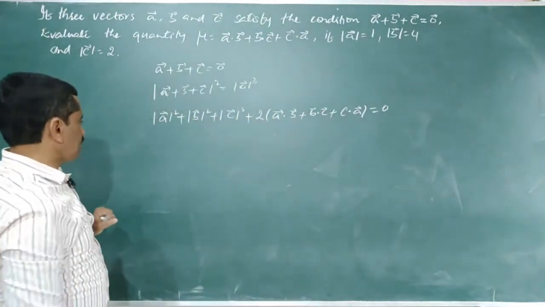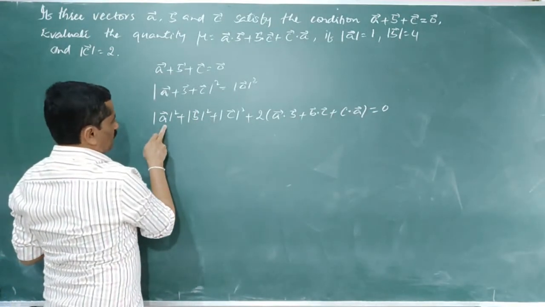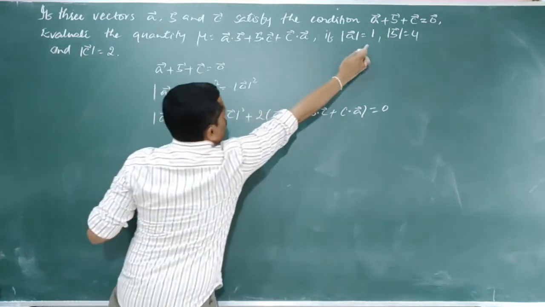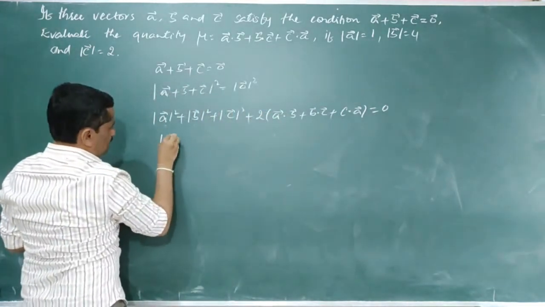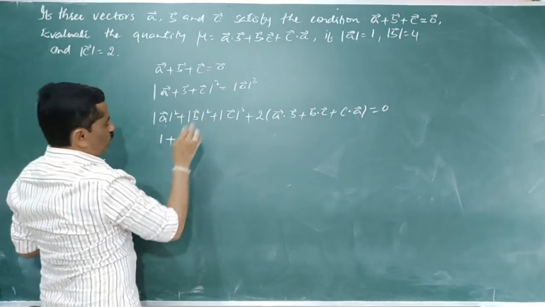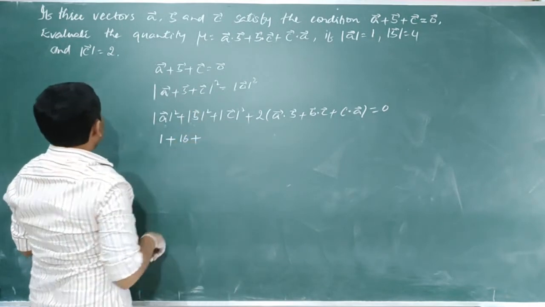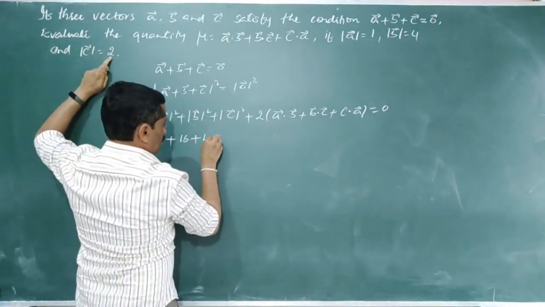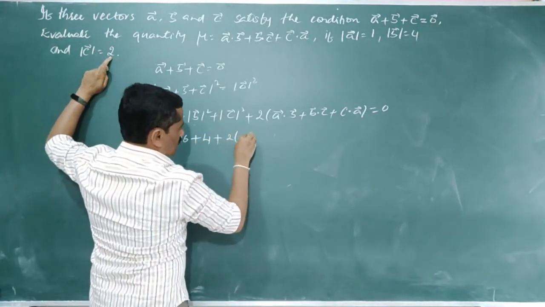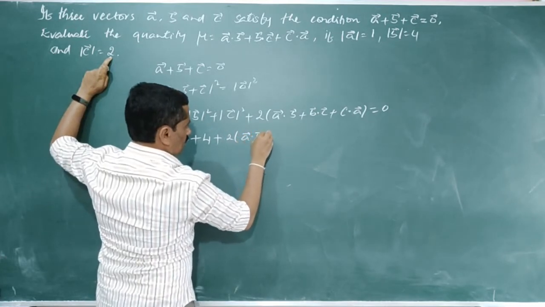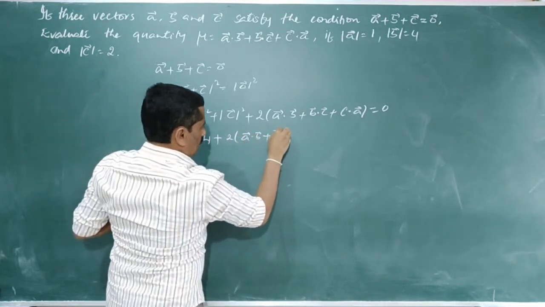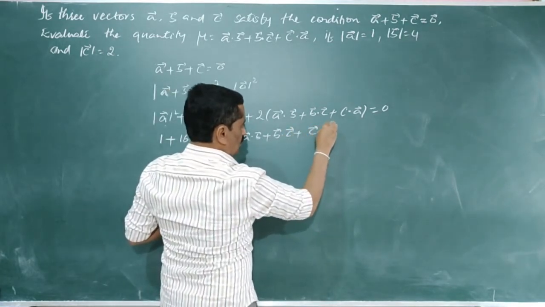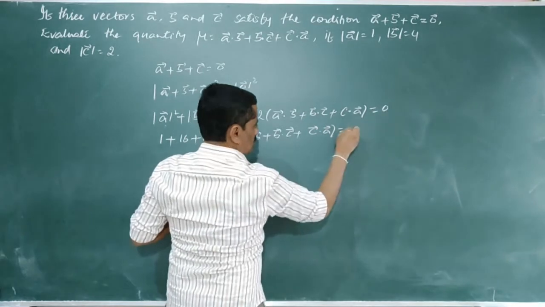Again substituting the values of magnitude of a bar, magnitude of b bar and magnitude of c bar. So we have magnitude of a bar is equal to 1. What is 1 whole square? 1, plus magnitude of b, we have 4 whole square, we have 16, plus magnitude of c bar, that is 2 whole square, we have 4, plus 2 of a bar dot b bar plus b bar dot c bar plus c bar dot a bar is equal to 0.